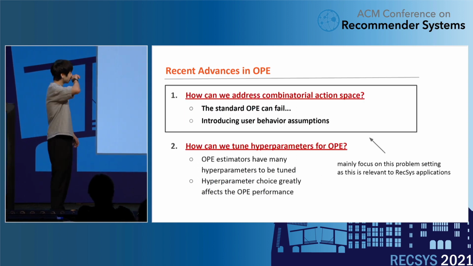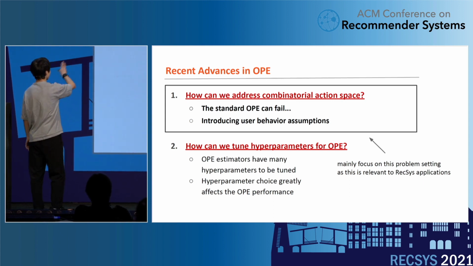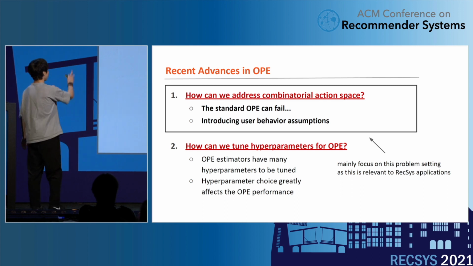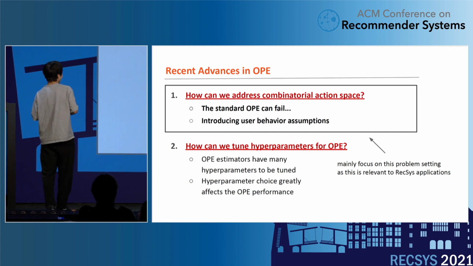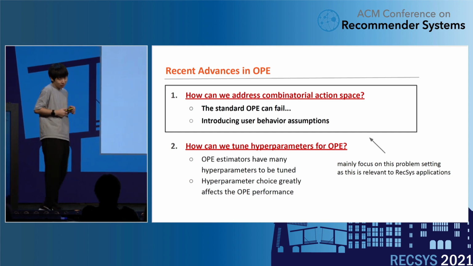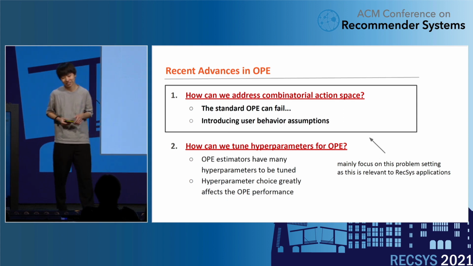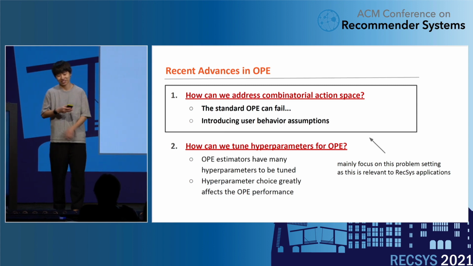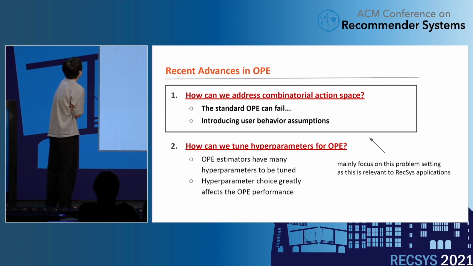So I'm going to talk mainly about two topics in this section. The first is, I think, very relevant to the RecSys community, which is going to be off-policy evaluation for combinatorial action settings. And the final topic of the first half of the tutorial is going to be how to automatically tune hyperparameters for off-policy evaluation from only available data. That's also a very recent and exciting topic, I think. So let's look at the first topic, the combinatorial action setting.